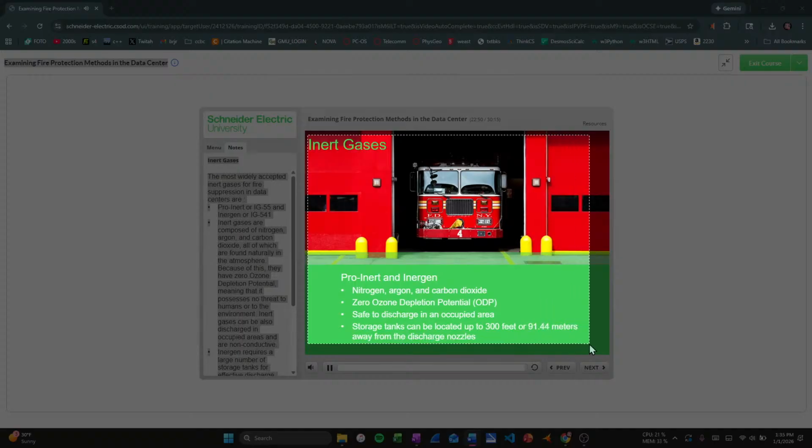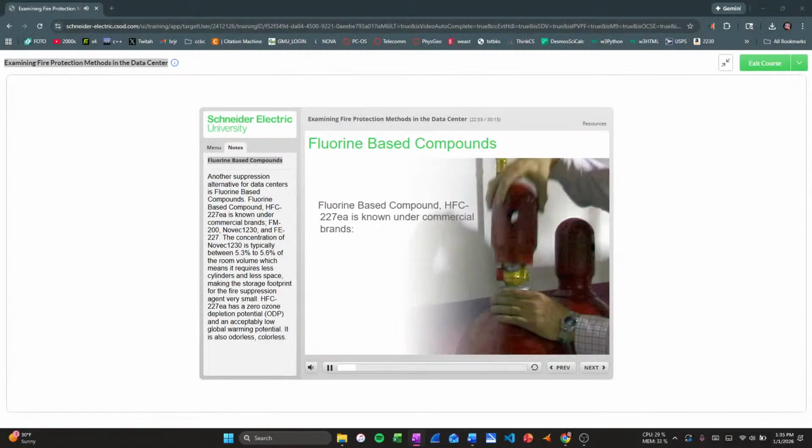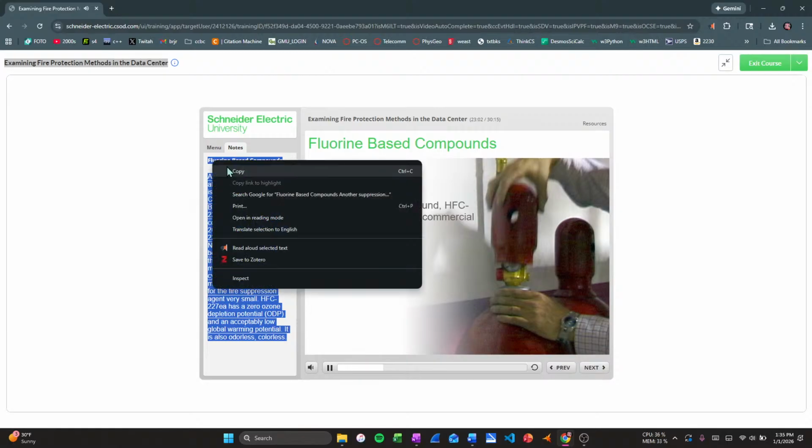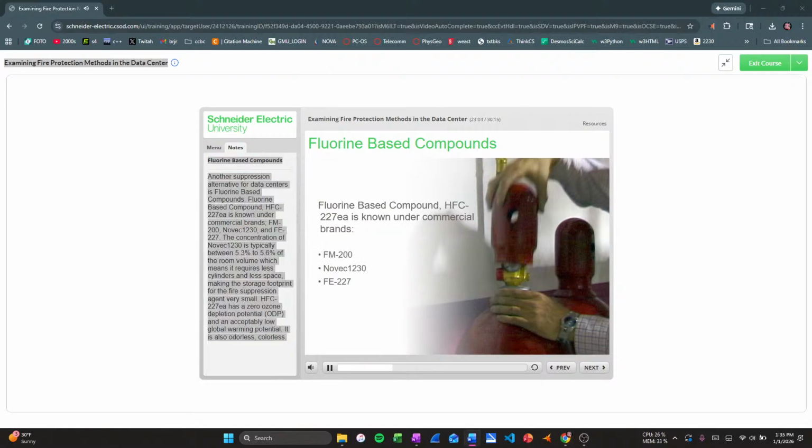Another suppression alternative for data centers is fluorine-based compounds. Fluorine-based compound HFC 227EA is known under commercial brands FM200, Novec 1230, and FE227. The concentration of Novec 1230 is typically between 5.3% and 5.6% of the room volume, which means it requires fewer cylinders and less space, making the storage footprint for the fire suppression agent very small.